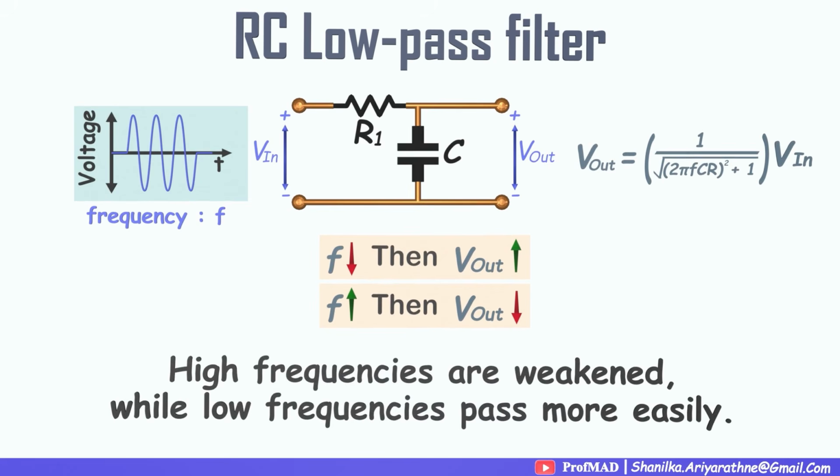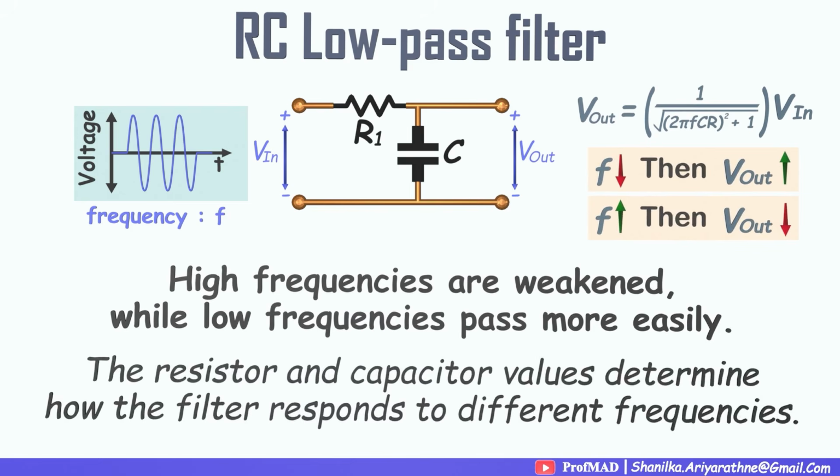At very low frequencies, the capacitor behaves almost like an open circuit, so most of the input voltage appears at the output. But as the frequency increases, the capacitor provides an easier path for current, causing the output voltage to drop. So high-frequency signals become weaker and weaker at the output. By choosing different values for the resistor and capacitor, we can control which frequencies pass through the filter and which frequencies become attenuated. In other words, the resistor and capacitor values determine how the filter responds to different frequencies.